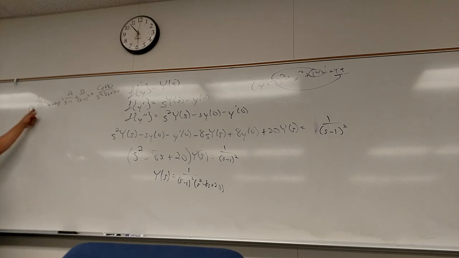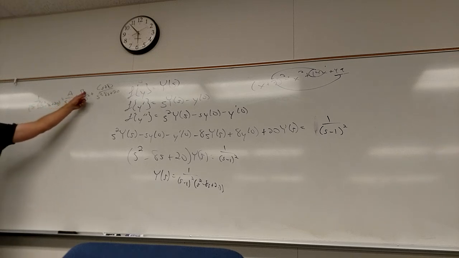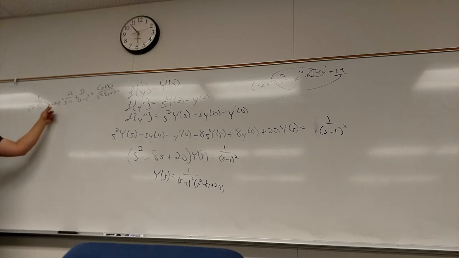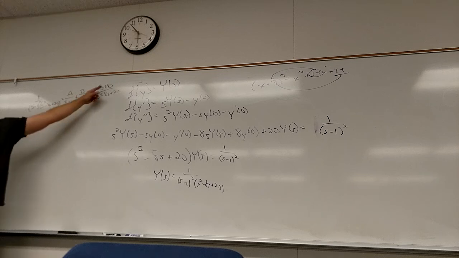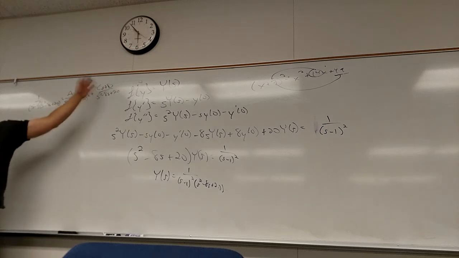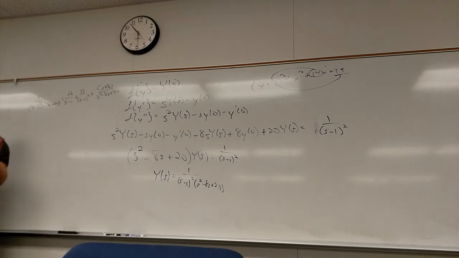So this isn't truly quadratic in terms of what partial fractions looks like. This is a repeated linear, so the tops will be 1 degree below linear, constant. This is truly quadratic, and it's irreducible in terms of whole numbers, integers. So the top will be 1 degree below quadratic, which is linear. That's how partial fractions work.